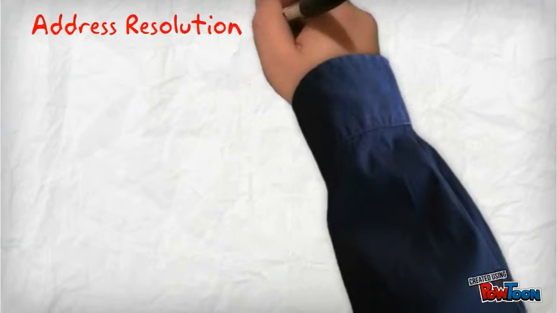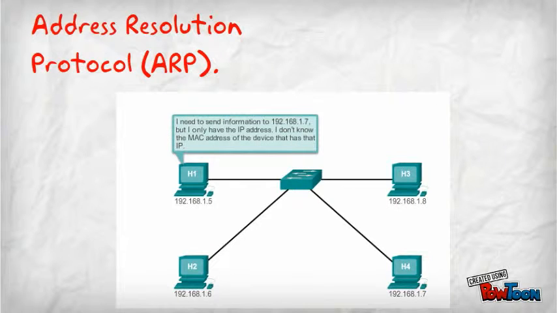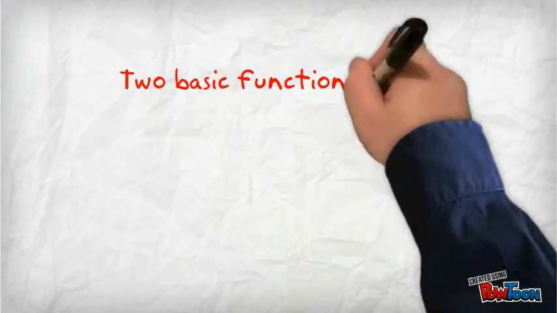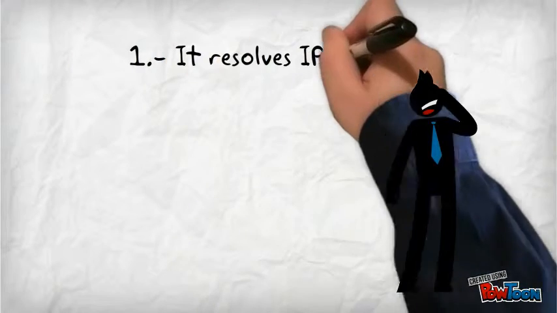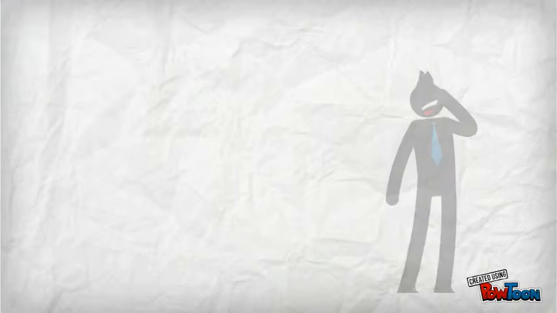The purpose of ARP is to provide the MAC address to the sending node that corresponds to the IP address, so the information can be correctly sent. ARP provides two basic functions. First one, resolving IP addresses to MAC addresses. And second one, maintaining a table of mappings called ARP cache.